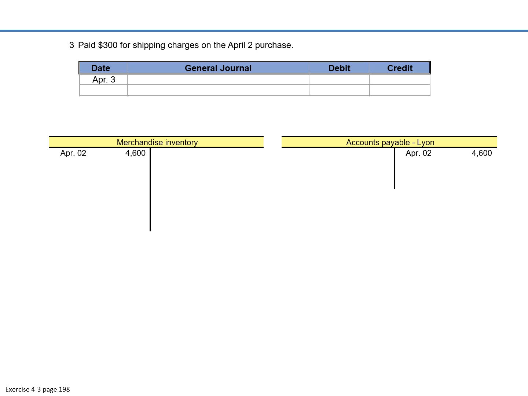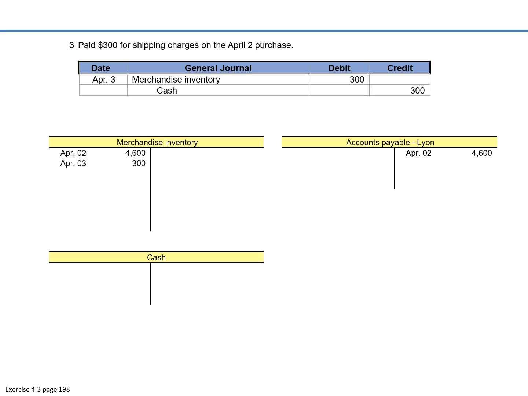Then on the third transaction, the transaction that took place on April 3rd, rather, they paid $300 for the shipping charges on the April 2nd purchase. Well, when they do that, it just becomes part of their merchandise inventory, FOB shipping point, right? So they have a debit for $300 to merchandise inventory. They have a credit to cash. Post those to our T accounts.